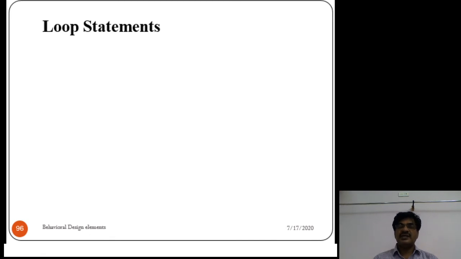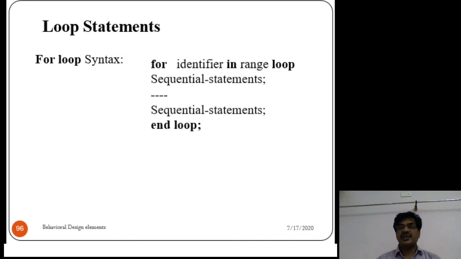Next, loop statements. The purpose of a loop statement is to execute an equation many times. In that case we are going for loop statements. The different types of loop statements are the for loop statement, then the while loop statement, and the plain loop statement. Now first of all, let us see the syntax for the for loop statement.